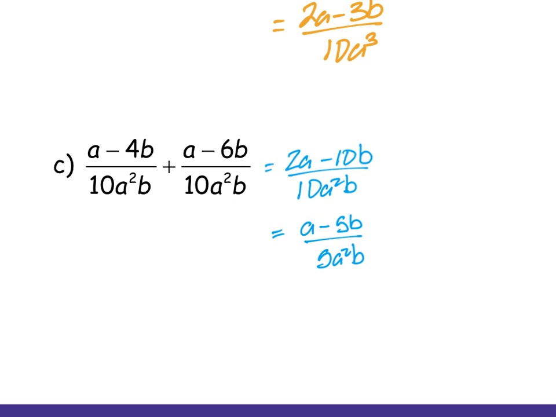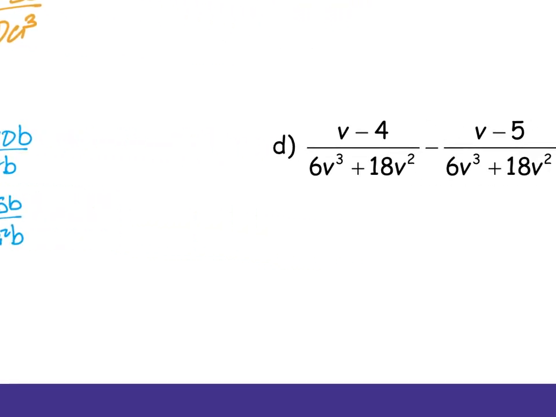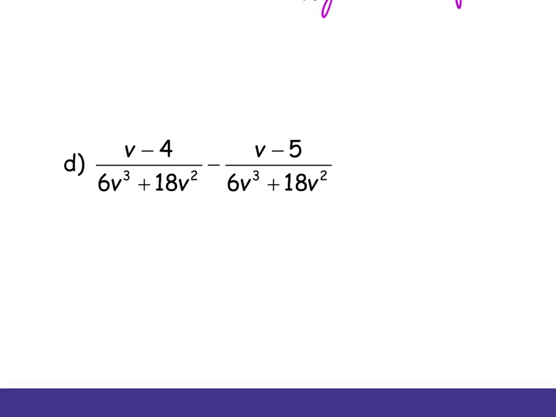Okay, and then the last one on this page, wow, I'm doing really good today. V minus v is 0. Negative 4 minus a negative 5 is 1. And then since it's just 1 on top, there's nothing, I can't factor anything in the denominator.